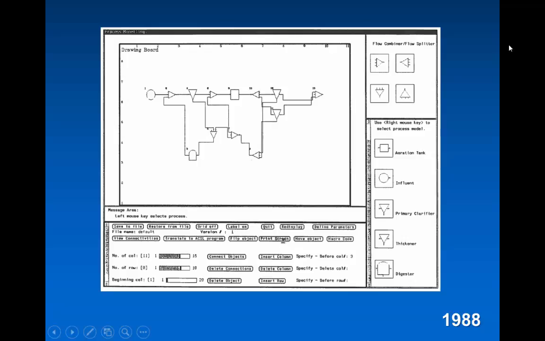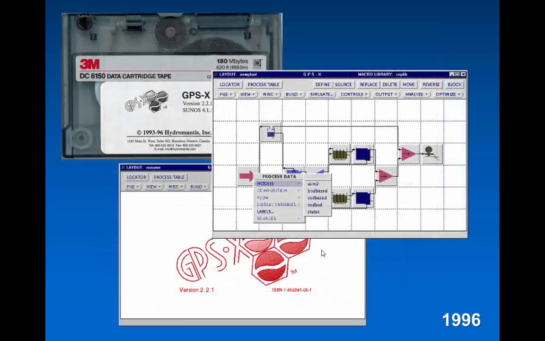And this was the oldest image of GPSX that I have been able to dig up while I've been here at Hydromantis. This is actually a prototype for the interface when it was running on a Unix workstation. And we can see here that it had the drawing board and the splitters and combiners and the individual unit processes and the controls for running simulations and so on. And this was running in X Windows. Back in the day we required running it on a Unix workstation due to the heavy computational component that was required. But eventually it went on to become a commercial product.